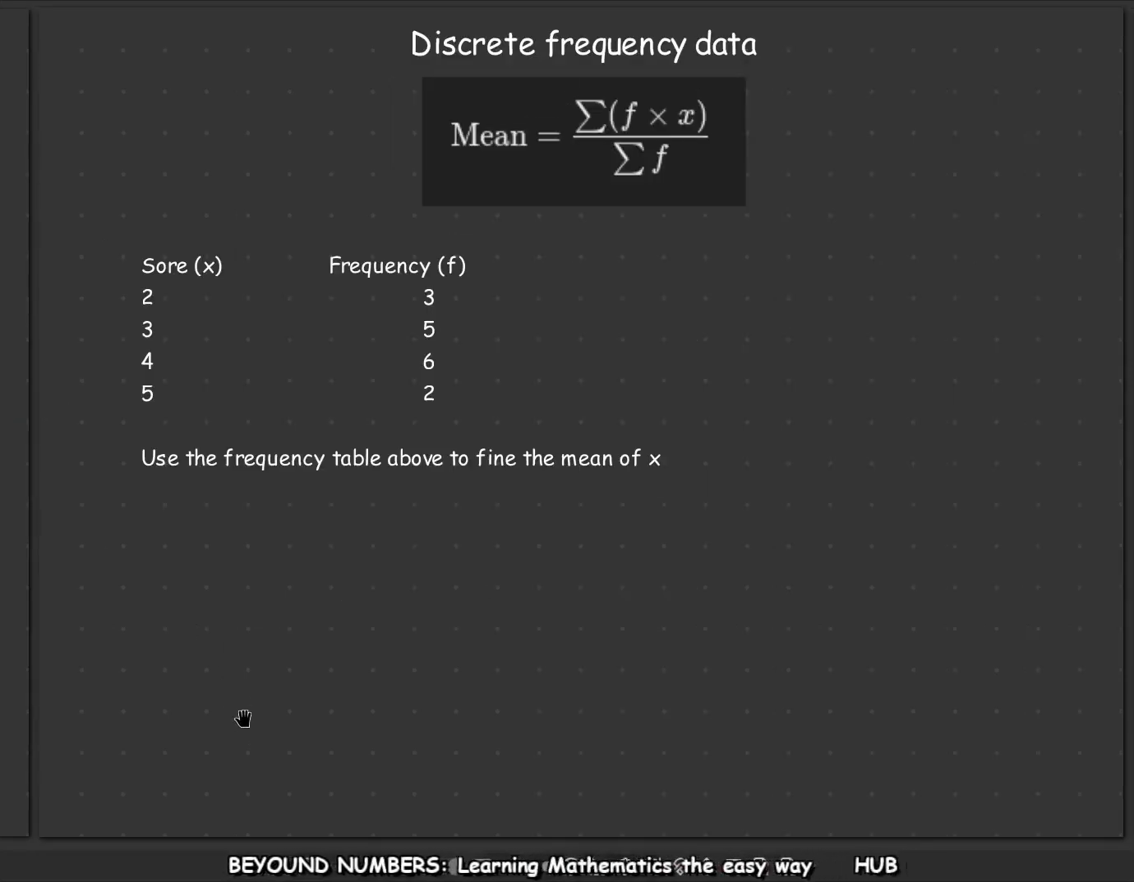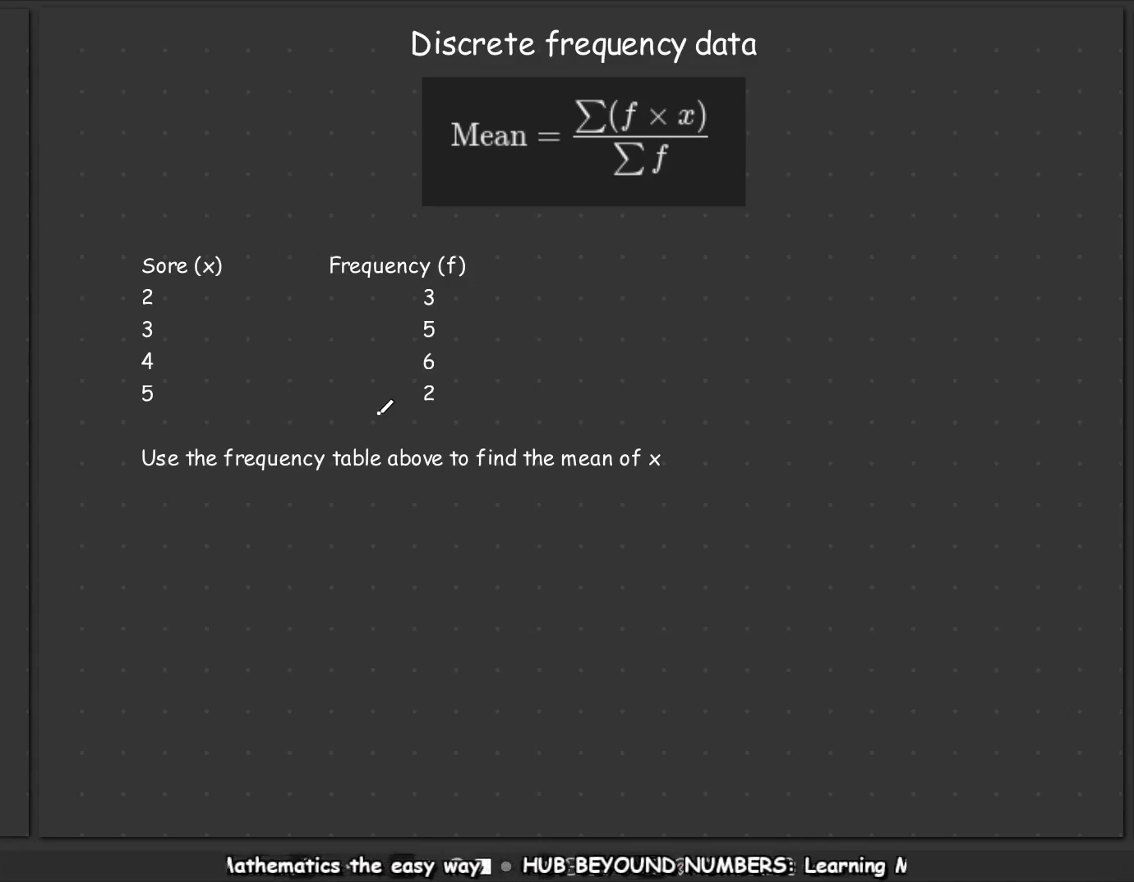Looking at this question here, we have to use the frequency table above to find the mean of x. If you really want to do this, we have a formula for that, and this is the formula over here. Unlike the previous one, this data has been given to us in a frequency table, and you don't want to write out the number of threes you have, the number of twos you have, and all that.